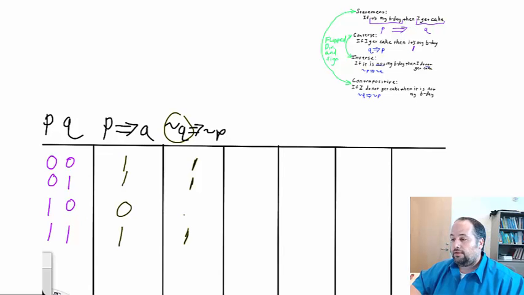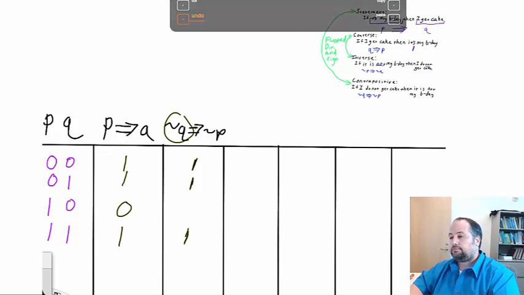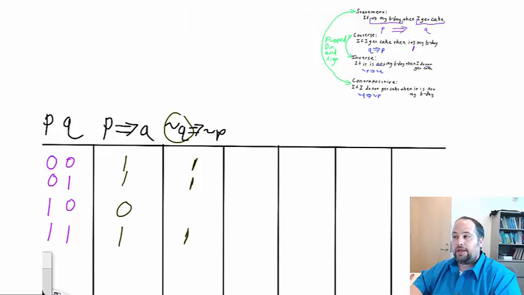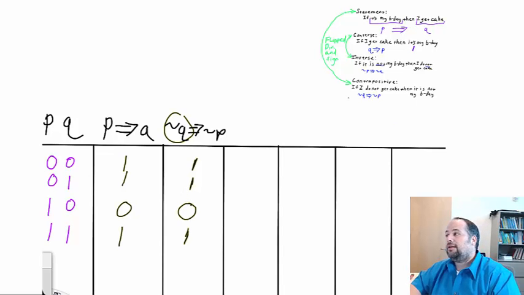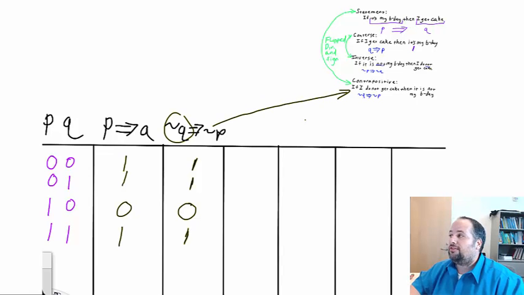Now on the third line down, not Q becomes 1, and that implies not P. Well, P is 1, so if we negate that, we get 0. That means the implication is false, so that's 0. And like we said, that's the contrapositive. It is the same as the original statement.